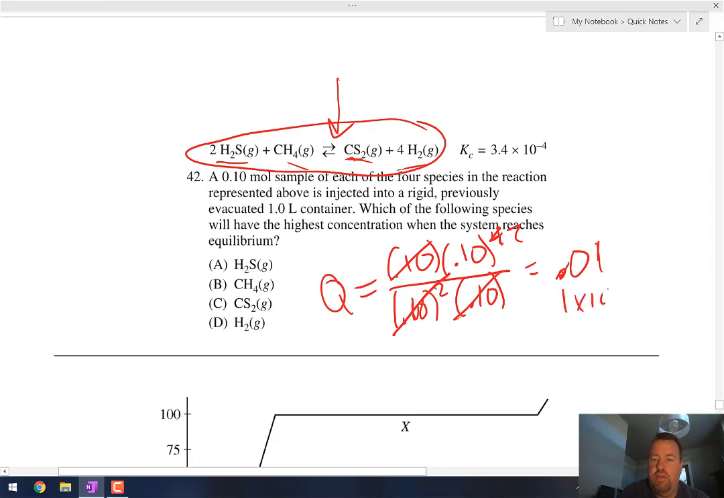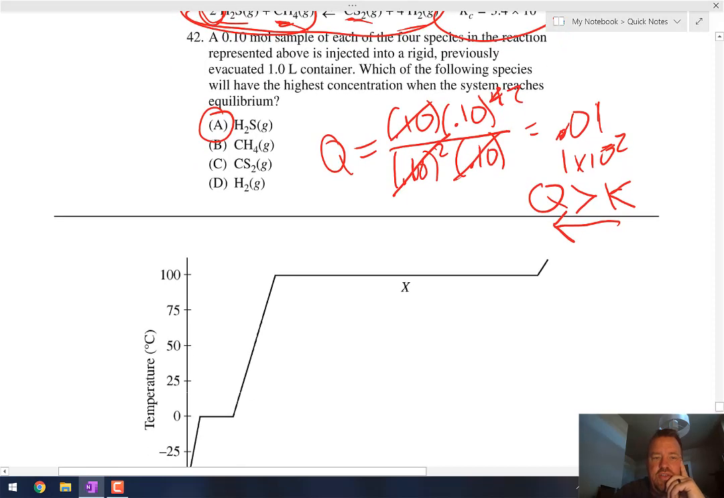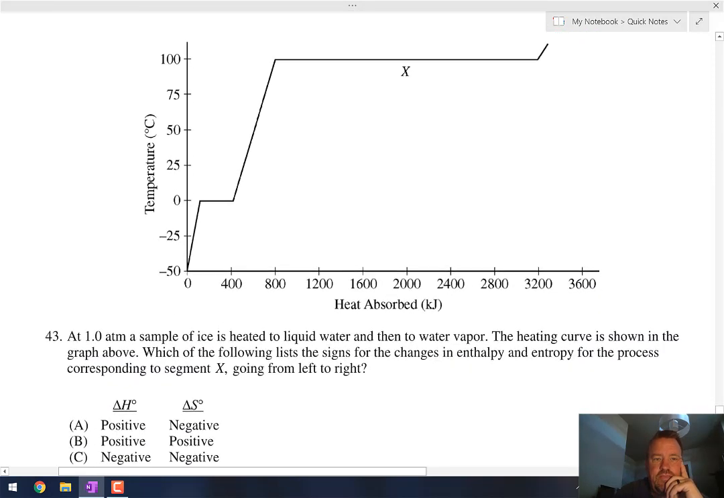Which is 1 times 10 to the minus second. Either way, it doesn't matter, because K is to the minus 4, so therefore Q is greater than K to start, which means we know the reaction is going to proceed to the left. If it proceeds to the left, it means you're going to make more reactant rather than product. And since for every 1 CH4 that gets made, you're going to make 2 H2S's, the correct answer is A. H2S will have the highest concentration at equilibrium.